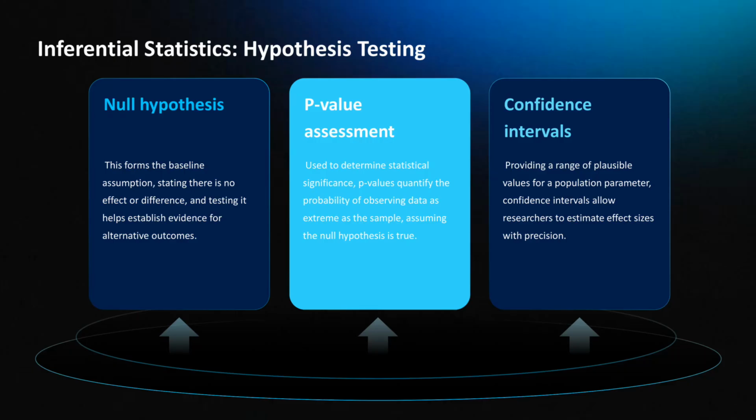When moving from description to inference, hypothesis testing helps determine whether observed effects are likely due to chance. Start with a null hypothesis as a baseline.